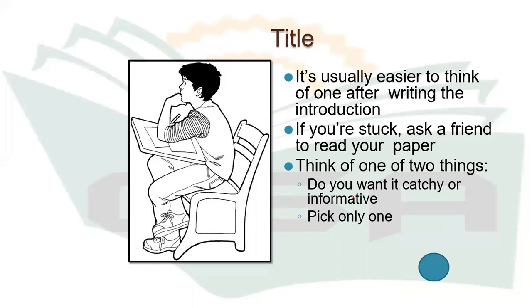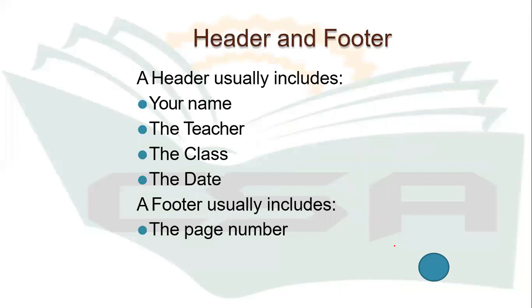So think about whether you want it catchy or informative, and pick only one. You may have different topics or different titles for your research article, but you will have to decide on just one title, and it should not be too long or too short. It must be catchy. It must have 2 to 3 keywords in it. In the header and footer, the header of your research article should have your name, your teacher, your class, and the date. The footer usually includes the page number of your article.